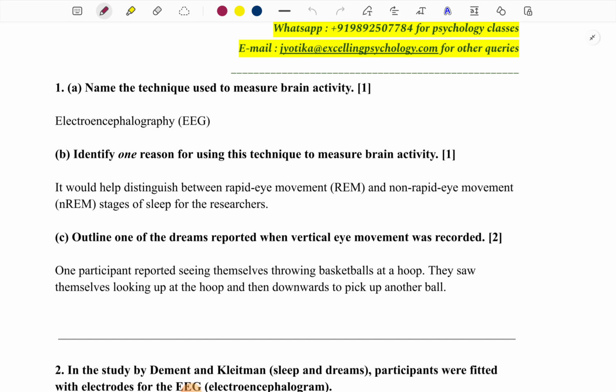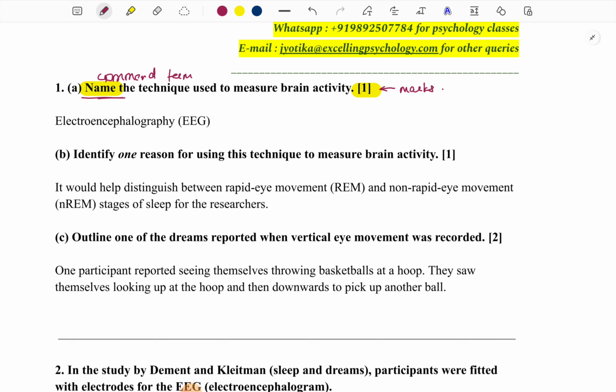Okay, in one of the papers, the question that was asked was, name the technique used to measure brain activity. When we have 1 markers like these, and we have been asked to name something, if you're totally new to paper 1, you should know that this is known as a command term. Whatever you're asked to do in the question is indicated by a command term. So name in this case is the command term, and this is the marks that you would get if you write a correct answer. You need to consider both of these when you're answering.